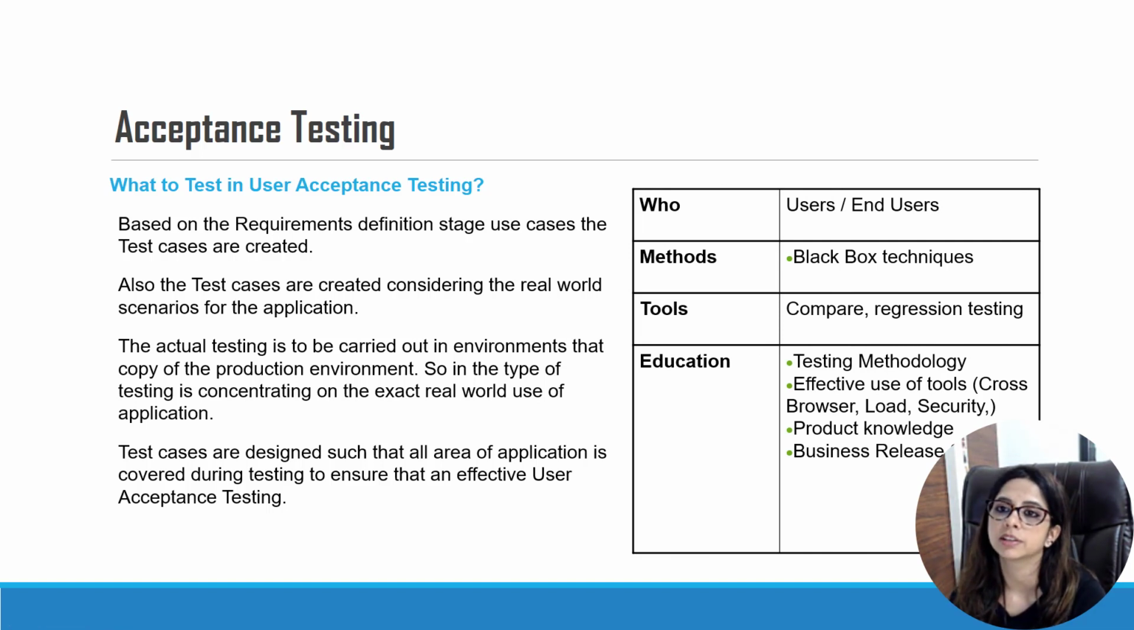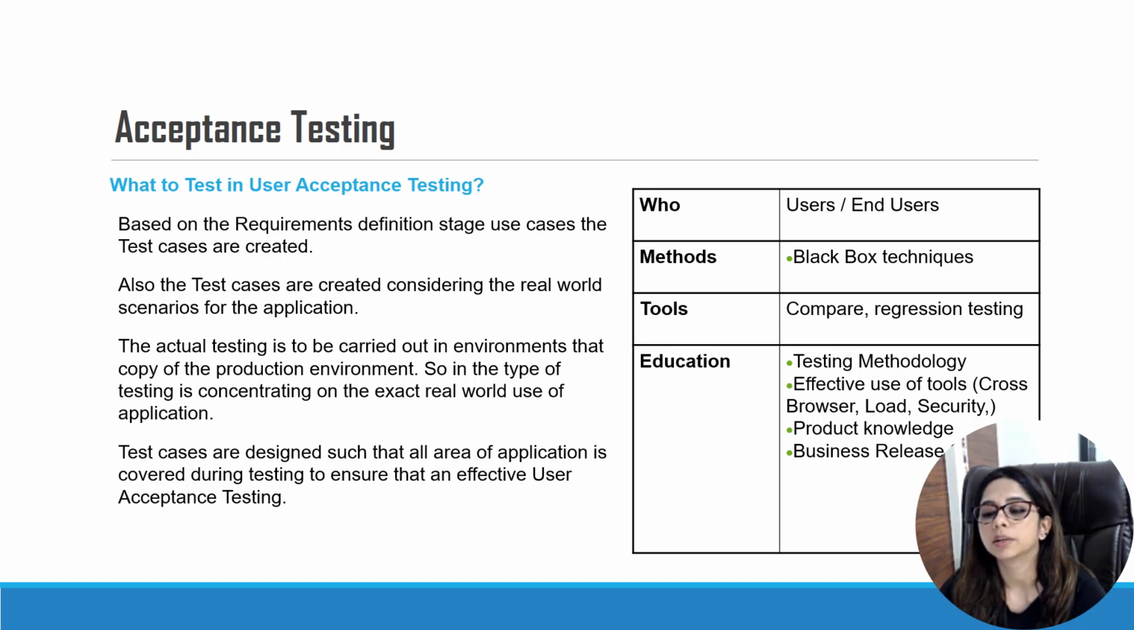Tools, we do comparison and regression testing, and what all we need to be educated about is the testing methodologies we are following. So effective use of tools, like if you are doing cross browser testing, let's say, we should know how to use BrowserStack or any other cross browser tools which you are using, so that we know that it's being tested in all the browsers. So if you're doing load testing or security testing, we should be aware of those tools also. We should have good product knowledge if at all we are doing the acceptance testing. And of course the business flow and the business release strategies are very important to be known as an acceptance tester, because you have to think directly as an end user and as a client when we are doing the acceptance testing.